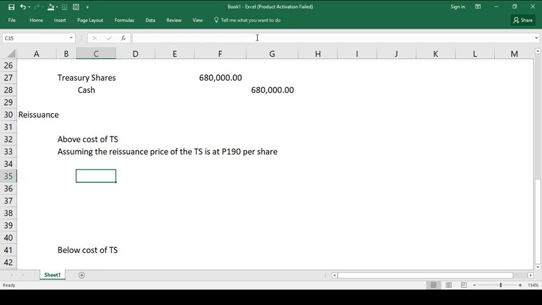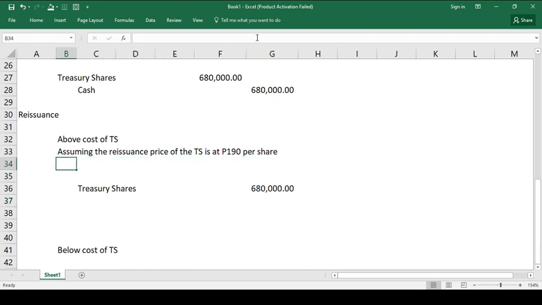Una is that, okay, we need to derecognize the treasury shares at its cost. The reissuance of the treasury shares at its cost, we need to credit. Una, mag-credit po tayo ng treasury shares, no? I-credit po natin treasury shares at its cost. Assuming that all 4,000 treasury shares were reissued, so we are going to derecognize that. That is 4,000 multiplied by its cost, which is 170 pesos. That was the cost of the treasury share.